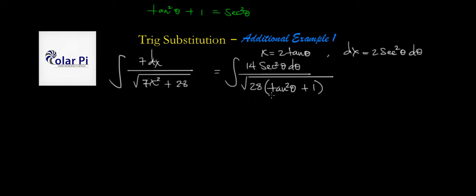Okay, so 28 times tangent squared theta plus 1. Distractions aside, 28 times tangent squared plus 1 is secant squared, so it's 28 times sec squared. Right? Okay.